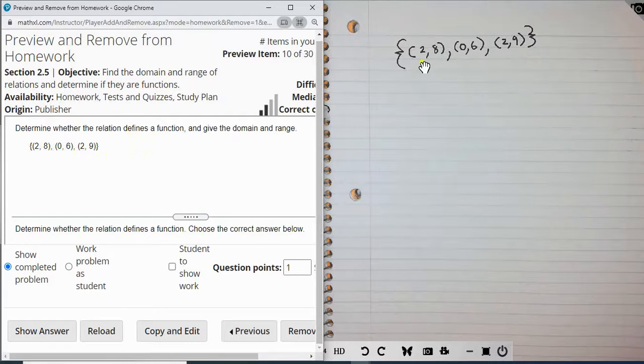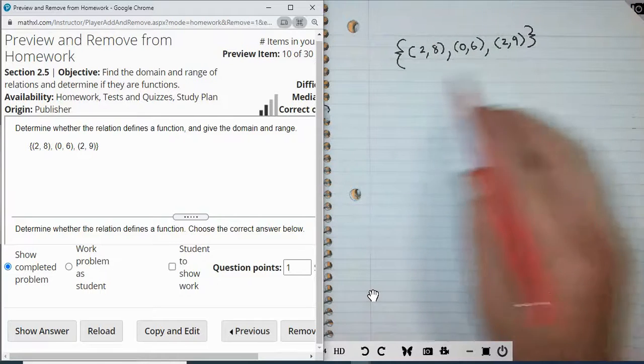So if you look over here, I went ahead and wrote this set of ordered pairs out, right? Because I want to emphasize something about it. Because we're asking ourselves, does this relationship present a function?